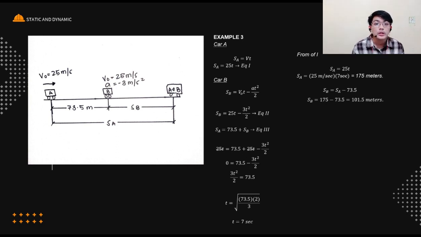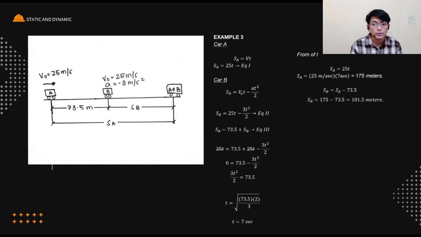Now, we need to solve for time, so we need to isolate our t. To do that, we just need to cross multiply it. So now we have t equal to the square root of 73.5 multiplied by 2 divided by 3. And that shall lead us with our time being equal to just 7 seconds.